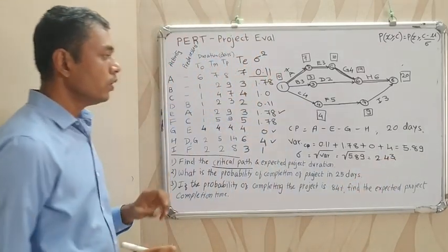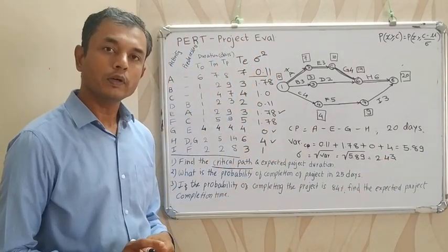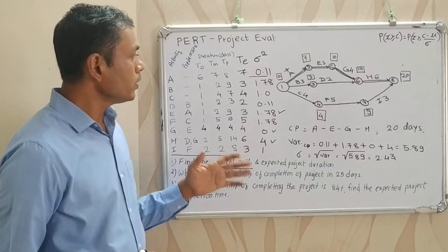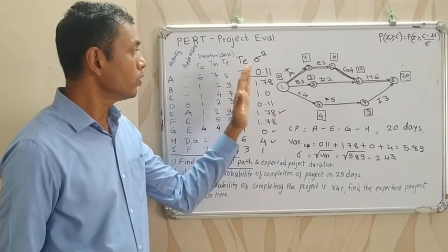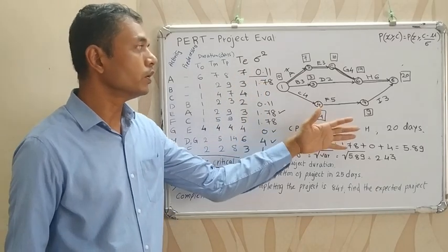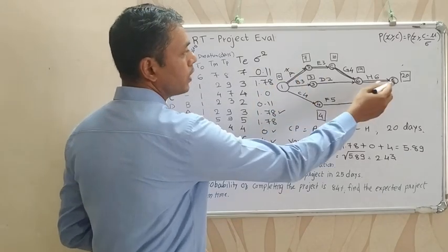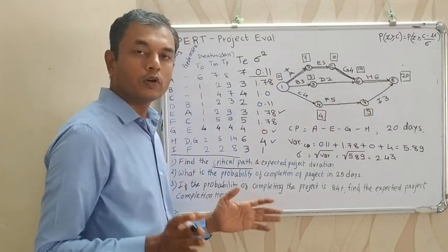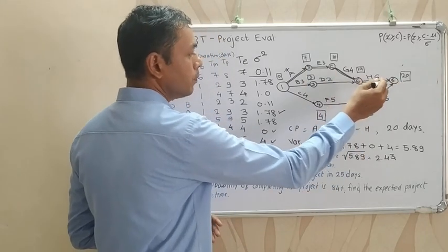2.43. So the standard deviation of the critical path is 2.43. So, a quick recap: we first calculated the estimated time, then the variance, then drew the network diagram, then calculated the earliest start time, from which we calculated the total project duration, that is 20 days, and identified the critical path.